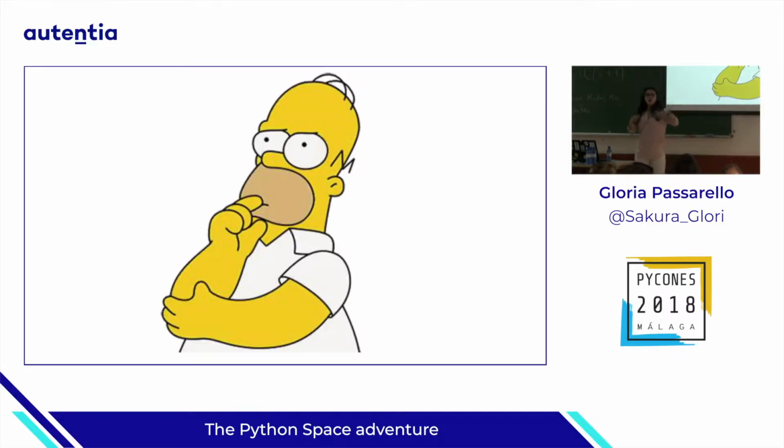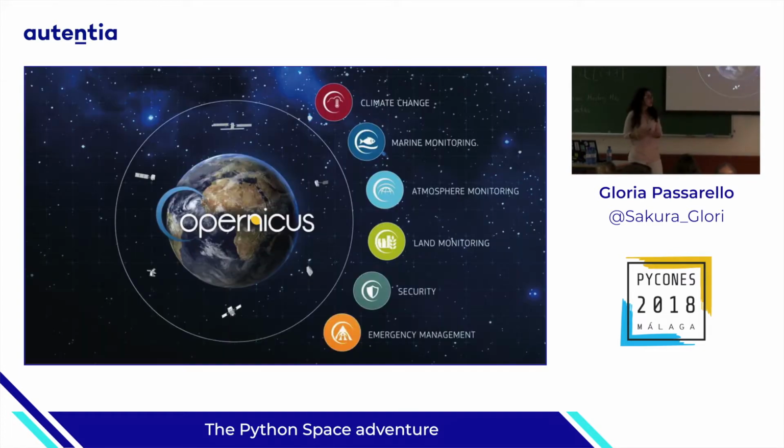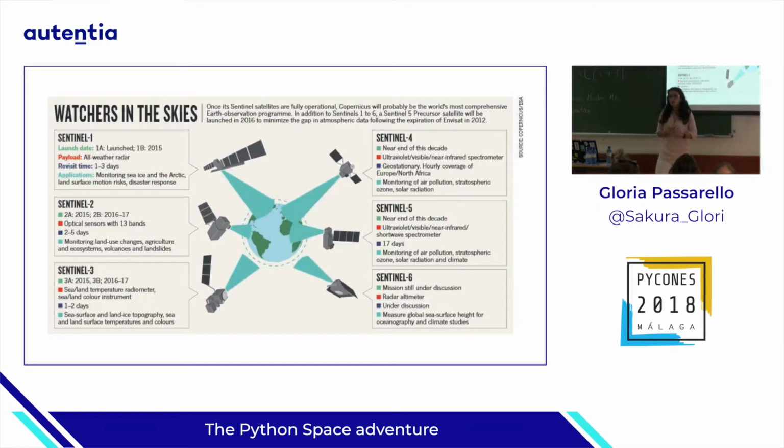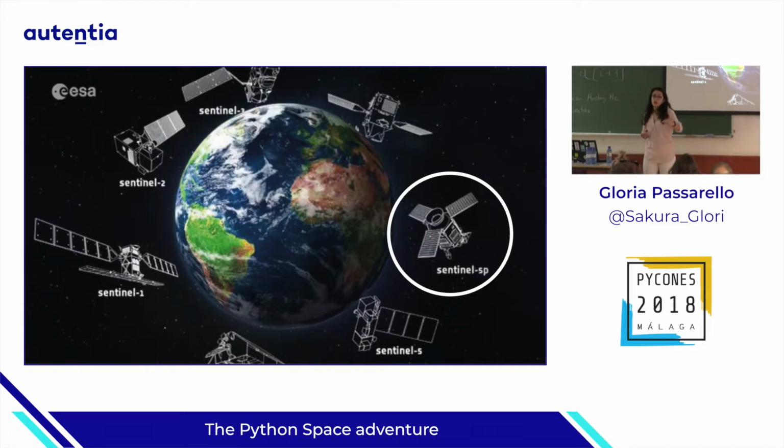Now, how can we get all this amazing data? Well, from satellites. The European Commission is sending a lot of satellites into orbit under the program Copernicus. These satellites are called the Sentinels, also called the watchers in the sky, because they are each responsible for monitoring specific things. For example, Sentinel-2 is responsible for monitoring agriculture, Sentinel-3 the sea, and the one responsible for monitoring the atmosphere is Sentinel-5P, that one.